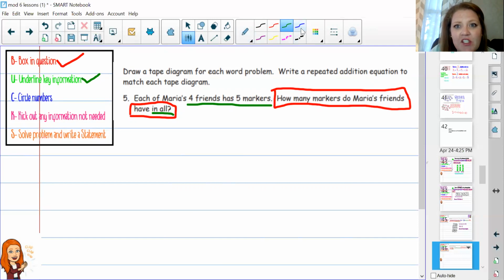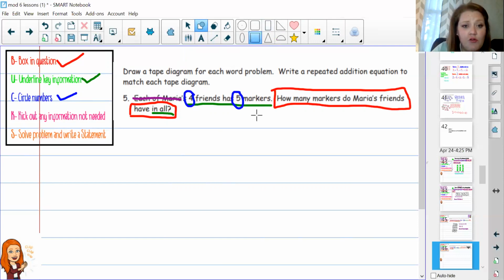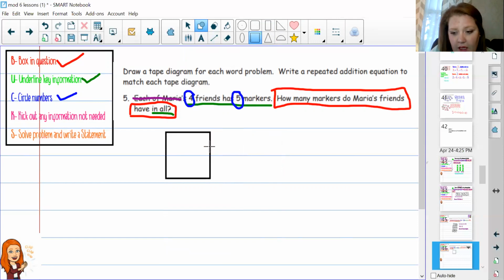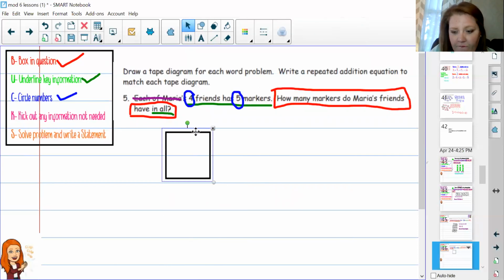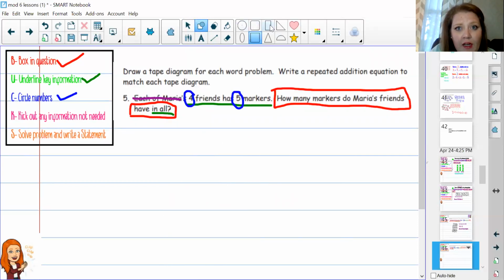All right, now let's circle our numbers. Maria has 4 friends, and they each have 5 markers. All right, did that part. Let's kick out any information we don't need. This is it. Each of Maria's, we don't need that. So let's go ahead and draw our tape diagram. I'm going to actually use my shapes. You guys go ahead and draw a rectangle. Oh, that is not going to work, I don't believe. Hang on. I grabbed the wrong shape, guys. All right, I'm going to grab my rectangle.